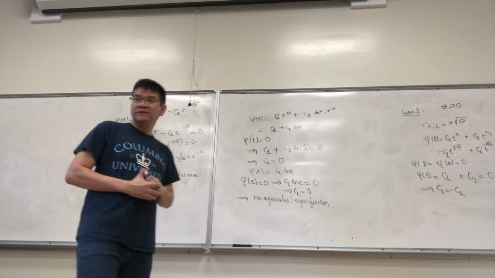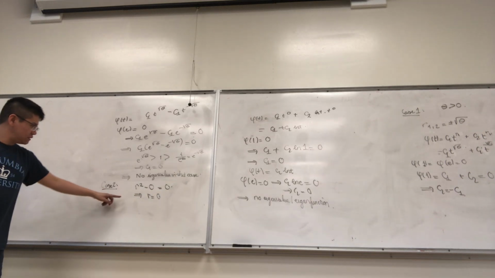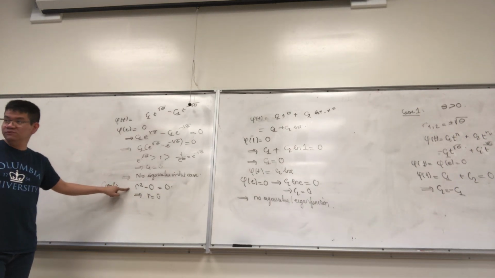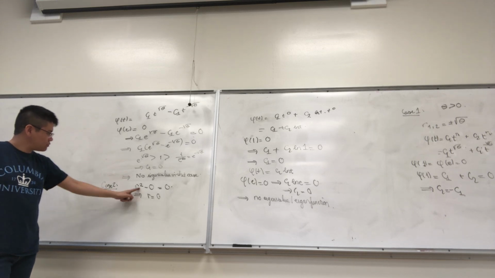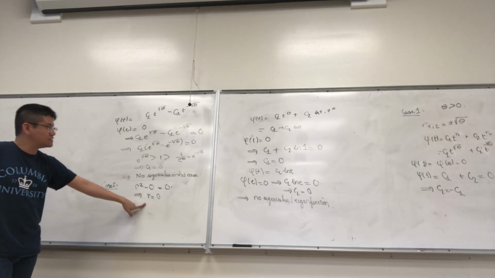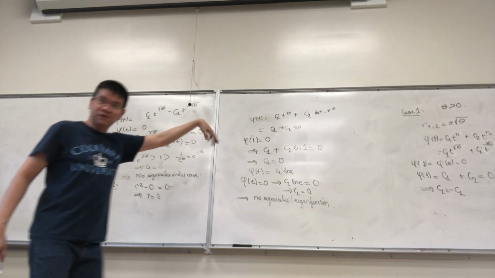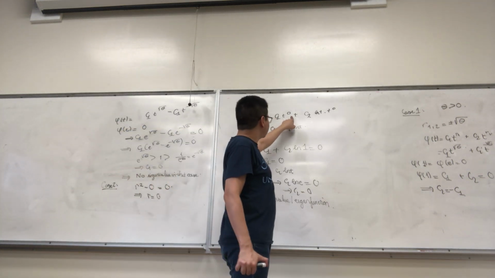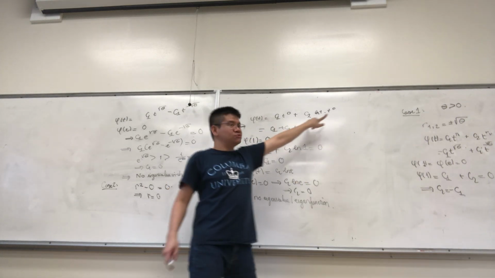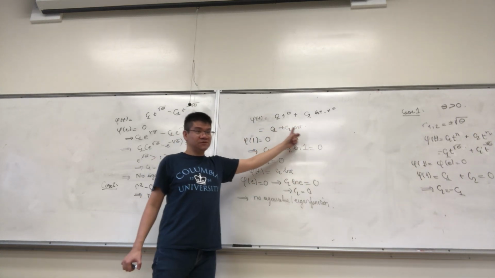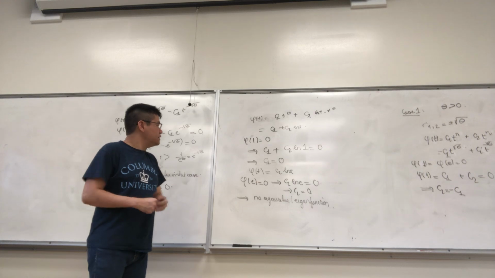Questions? I'll explain again. When theta is 0, you have r squared minus 0 is 0, which means that r is 0. You use the formula: you have C1 t^0 plus C2 log t times t^0. So the t^0 is 1, so I have C1 plus C2 log t, right?